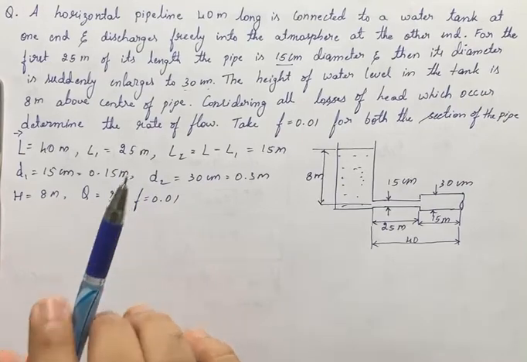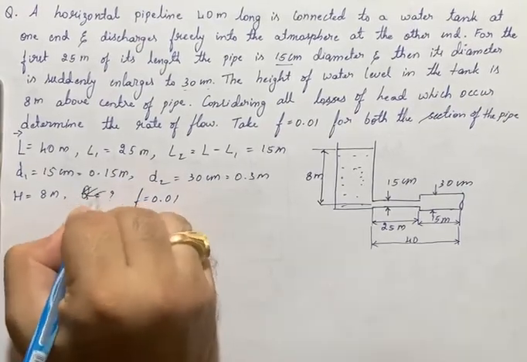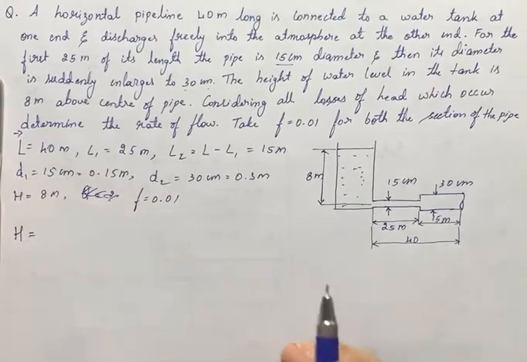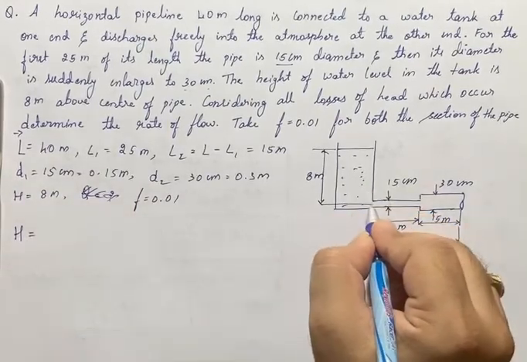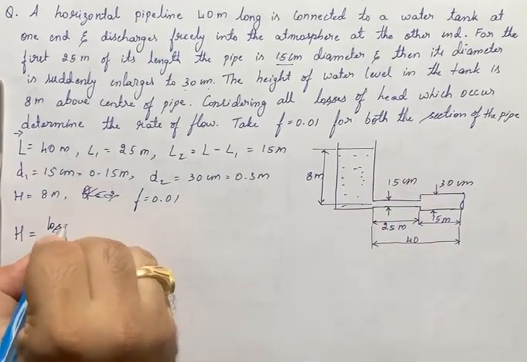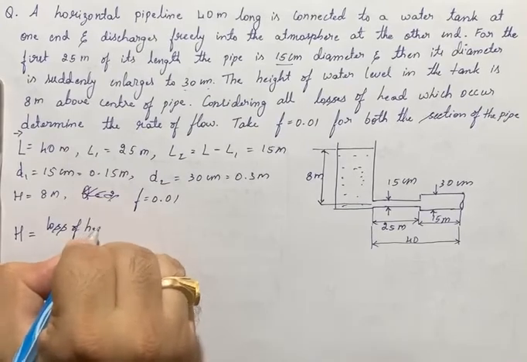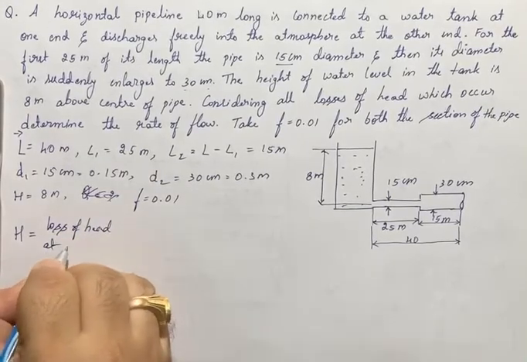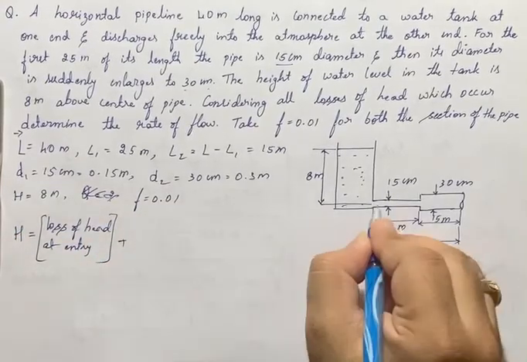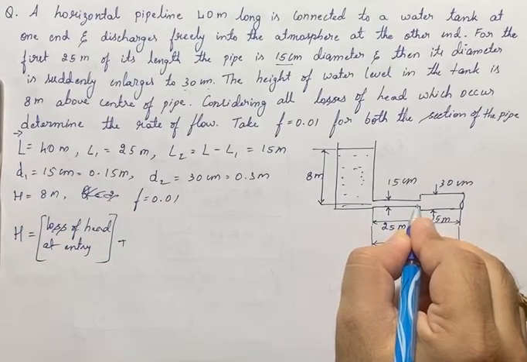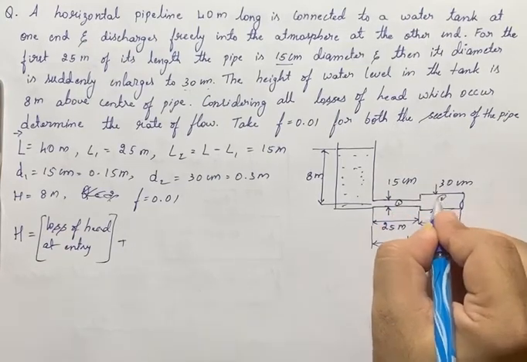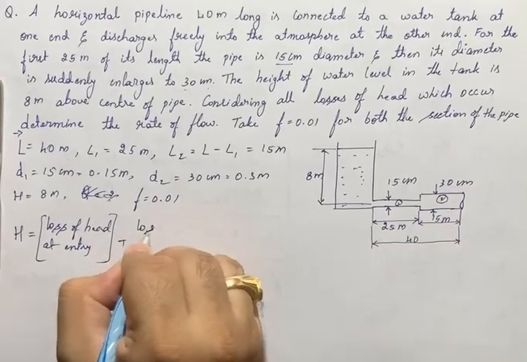Now we shall do this numerical with respect to H. H is equals to what? What are the losses we have here? First is loss of head at entry, plus loss of head due to friction in pipe 1. Let us say this is pipe 1, this is pipe 2.